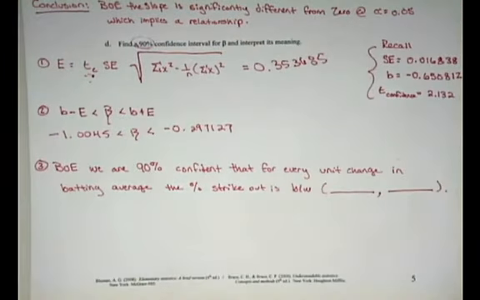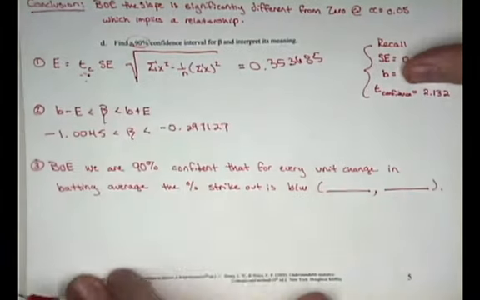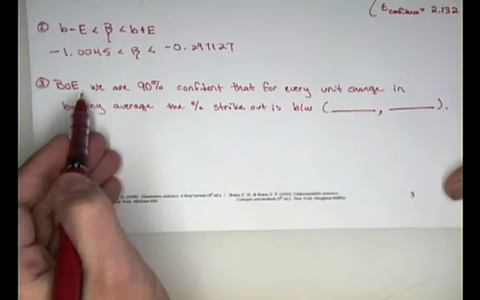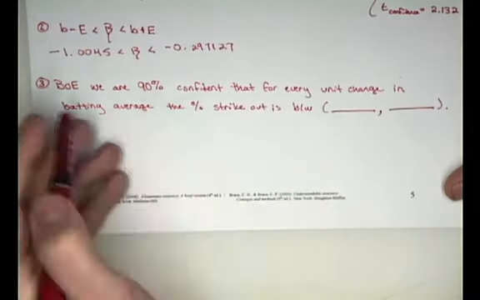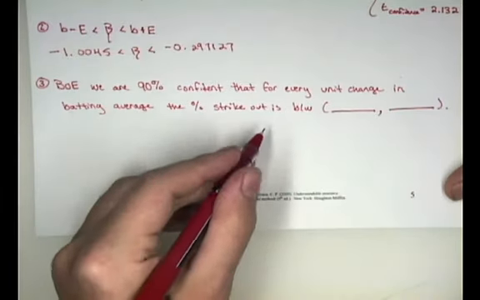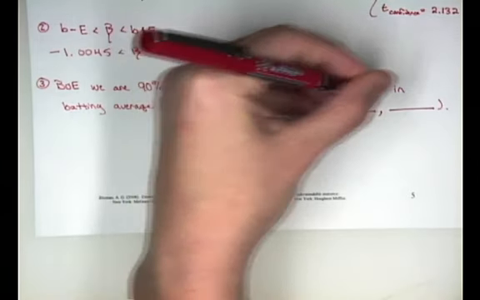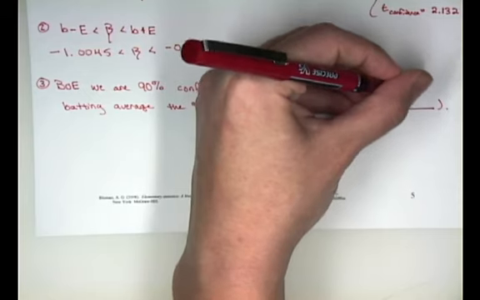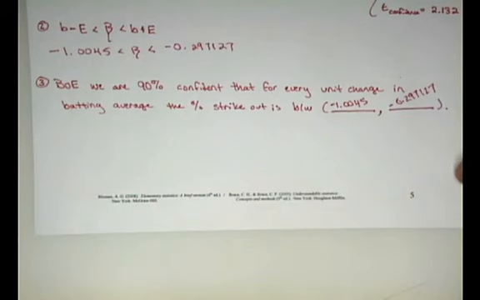Again, I'm not going through the tedious calculations with you because by now you are expected to be advanced level enough that you can manipulate these formulas for yourself. Based on the evidence, we have to do our conclusion. We're 90% confident that for every unit change in batting average, the percent strikeout is between these values, and you're talking about a slope here, so you can have negative values, and that's totally fine. It implies that there's some kind of negative correlation going on. But you just report your interval, and you've made your interpretation, and it sounds very fancy, and you're done.